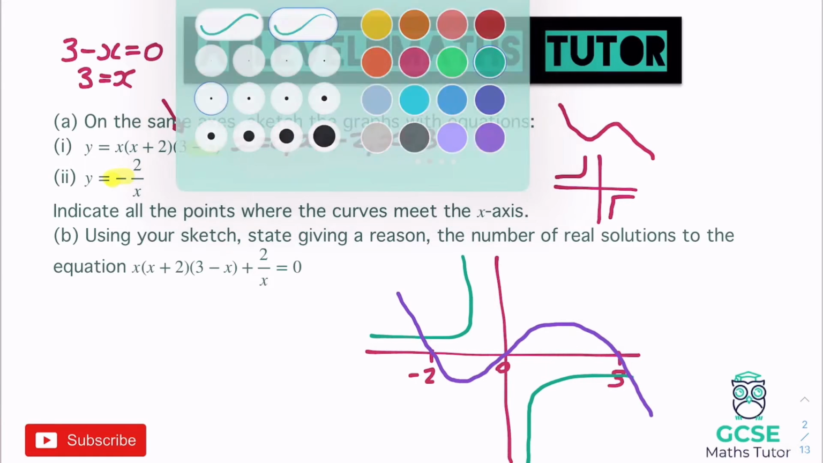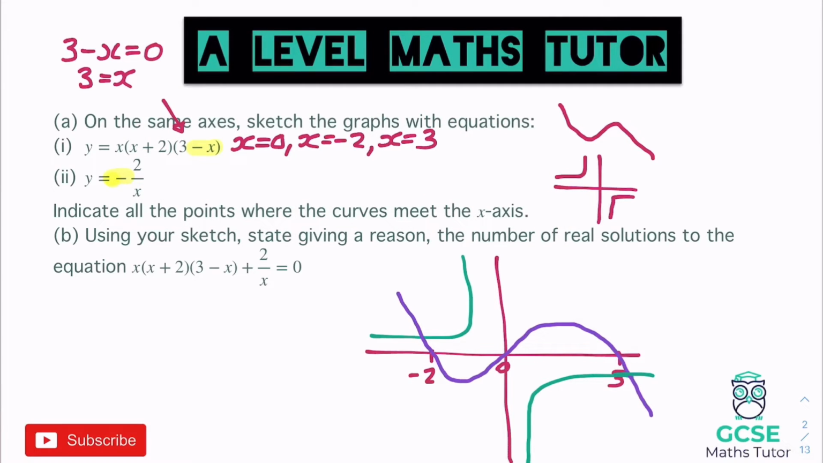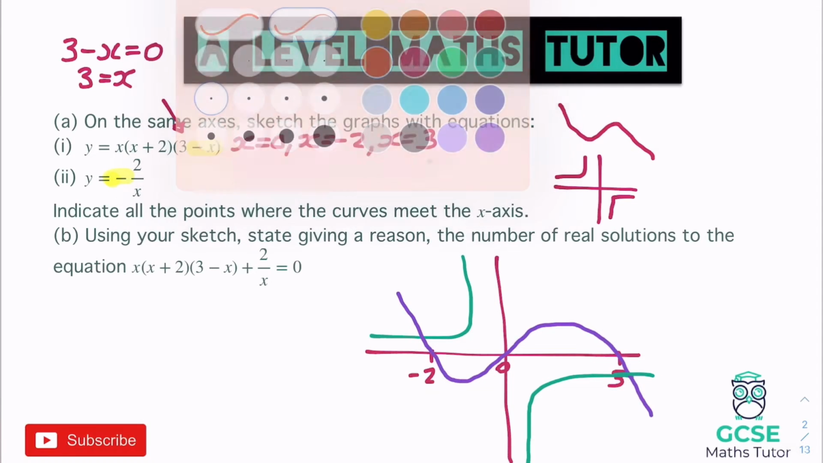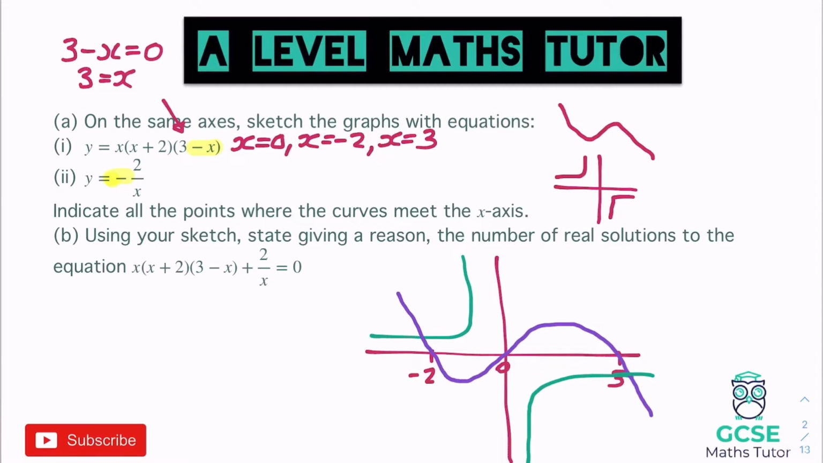And again, I'm going to have to just extend that green line from the reciprocal a little bit there. There we go, so that's drawn. And again, obviously we can highlight the points where they've crossed over. So we've got this one here, and we've also got that one there. So again, it says down below, indicate all the points where the curve meets the axes, which we've done, -2, 0, and 3. And then using our sketch, state, giving a reason, the number of real solutions to this equation.